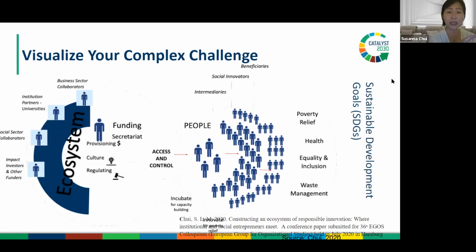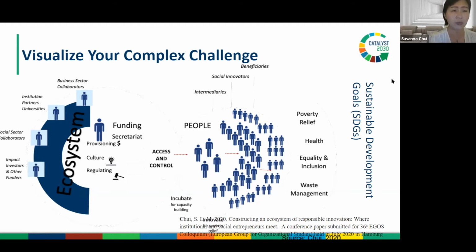So I drew this ecosystem to visualize it, to have all the parties and players involved. From the left-hand side, I use the concept of input, processes, and output, which is a typical generic production framework.